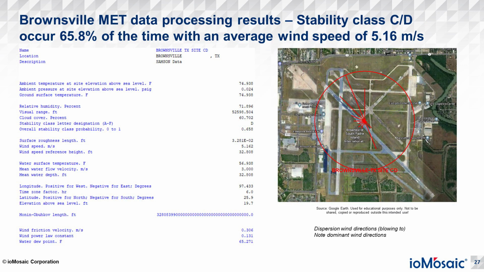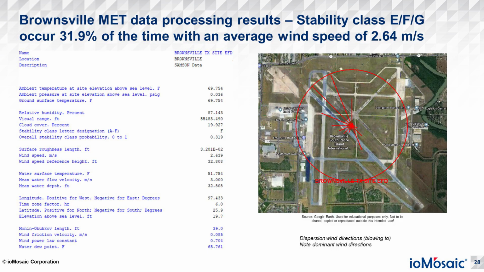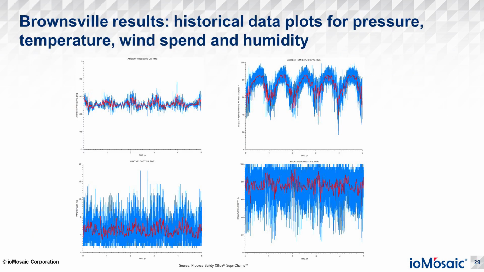Stability class C and D, D being neutral conditions, occurs 65.8% of the time, with an average wind speed of 5.16 meters per second. Classes E, F, and G occur 31.9% of the time, with an average wind speed of 2.64 meters per second. Okay, and we can analyze the data further.